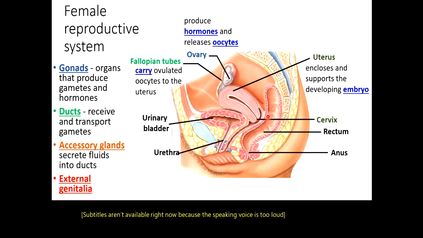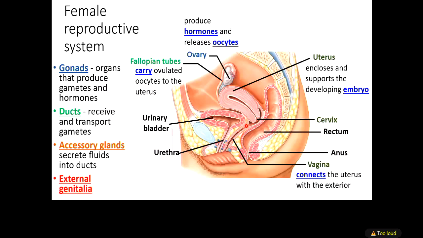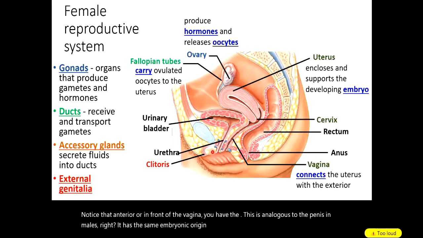All right. So we see that the cervix is going to lead to the vagina, and this is also a part of the reproductive tract. This will connect the uterus to the external environment, and we'll talk about the function of each of these parts as well. Notice that anterior, or in front of the vagina, you have the clitoris. This is analogous to the penis in males, right? It has the same embryonic origin, and then you have these 2 types of folds.